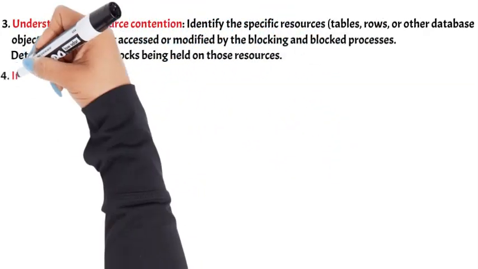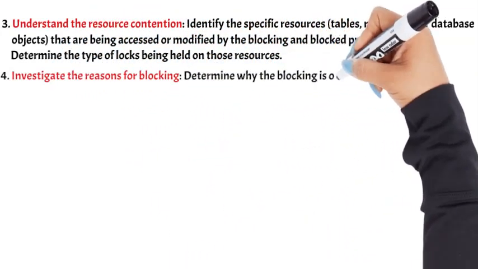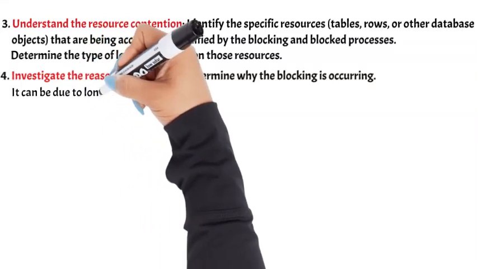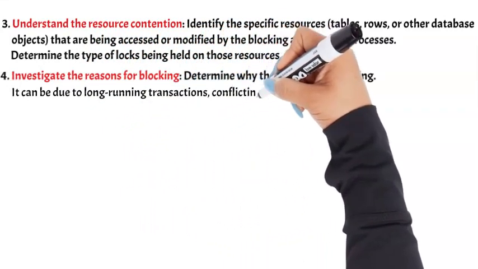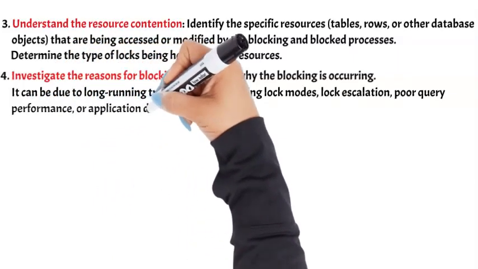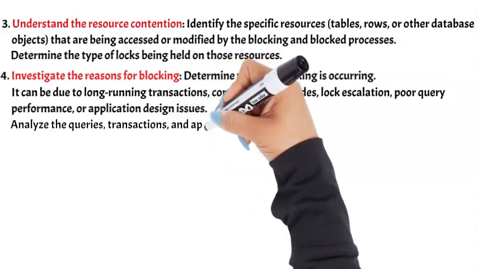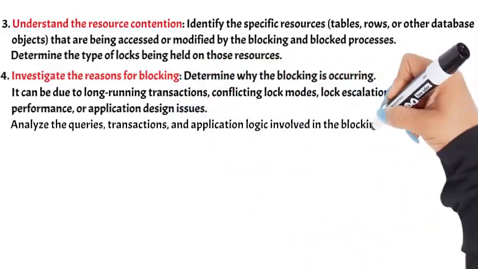4. Investigate the reasons for blocking. Determine why the blocking is occurring. It can be due to long-running transactions, conflicting lock modes, lock escalation, query performance, or application design issues. Analyze the queries, transactions, and application logic involved in the blocking.